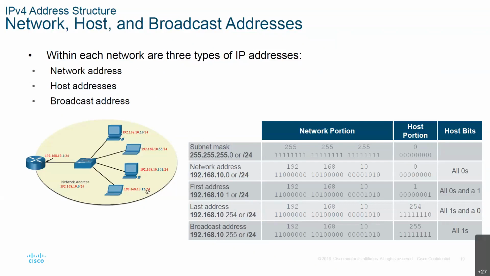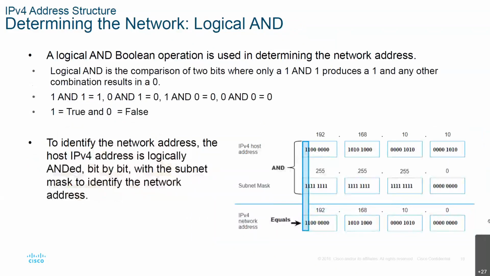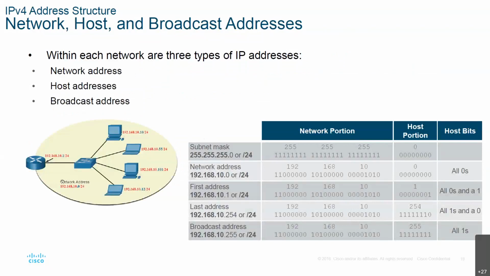How many hosts? You have to calculate. Okay, how? Look at your host portion. What is your host portion over here? 1, 2, 3, 4, 5, 6, 7, 8. Count the zeros. 8 zeros. So how many devices can you add to this network? 2 to the power of 8 minus 2. Get it? So that would be your host addresses. Broadcast address is your last host address plus 1. Okay?